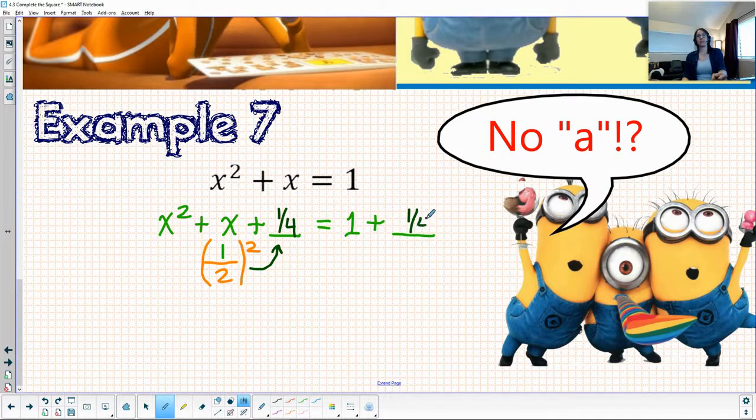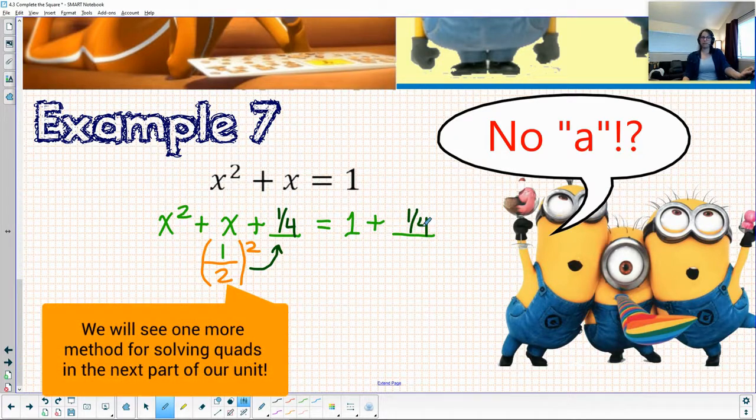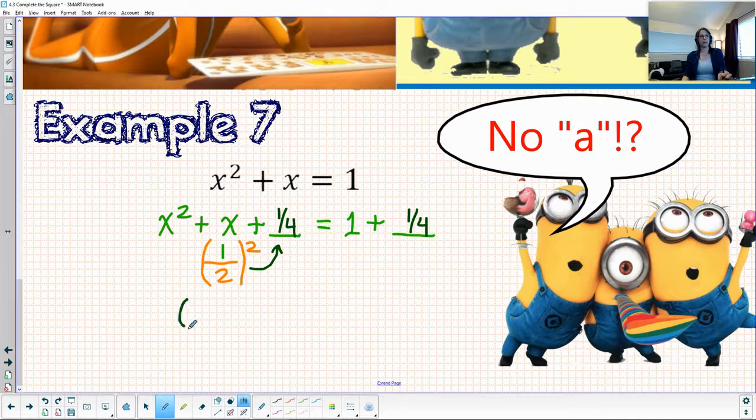So I think now you're starting to see where completing the square is a great method. It just might get messy. Okay, so let's try to simplify this perfect square trinomial. So that's going to be x plus 1/2 squared. Now I need to somehow simplify this side. So I'm going to rewrite this as 4 over 4. That's the same thing as 1 plus 1 over 4. Okay, so now I have 5 over 4. Okay, that looks a little bit nicer.